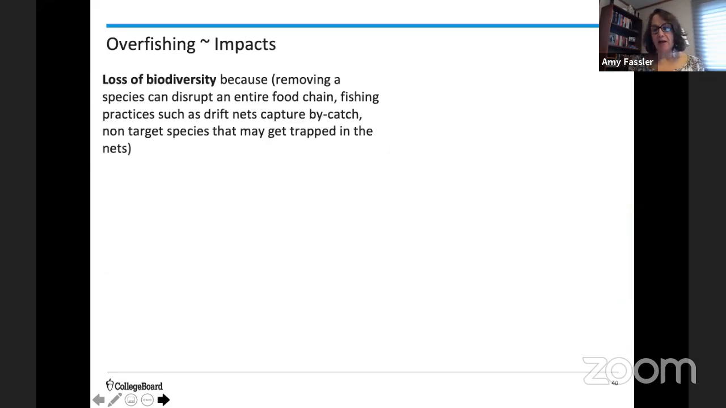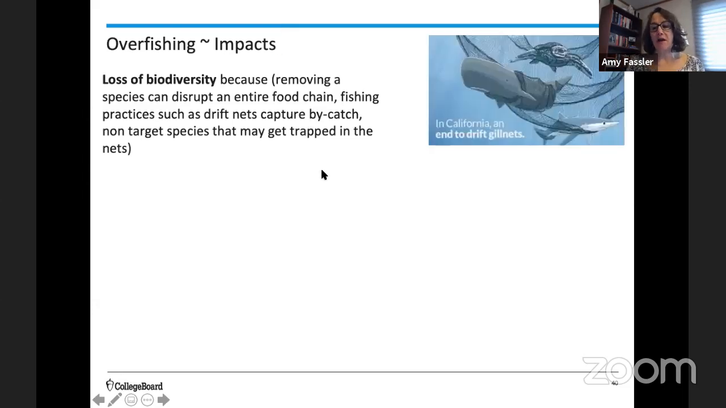Certainly one of the impacts of overfishing is loss of biodiversity, because I've got to make sure I say why overfishing causes a loss of biodiversity. I'm removing a species that might disrupt an entire food chain. I may have a trophic cascade based on the species of fish I remove, and a large number of my fish are often caught by, I catch non-target species through gill nets or drift nets or other fishing techniques that I use.